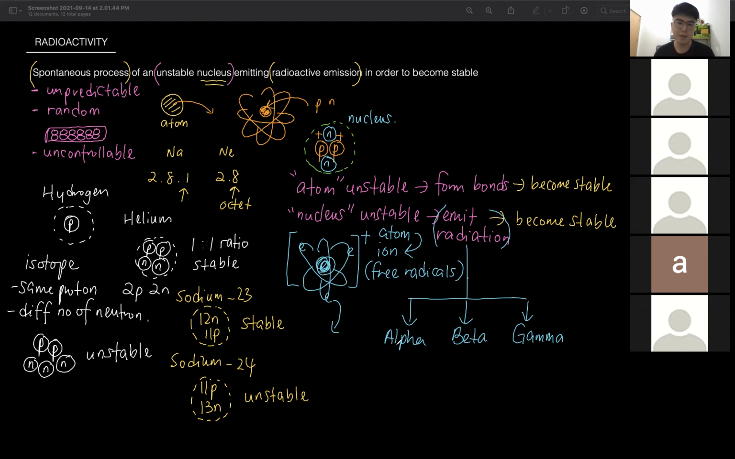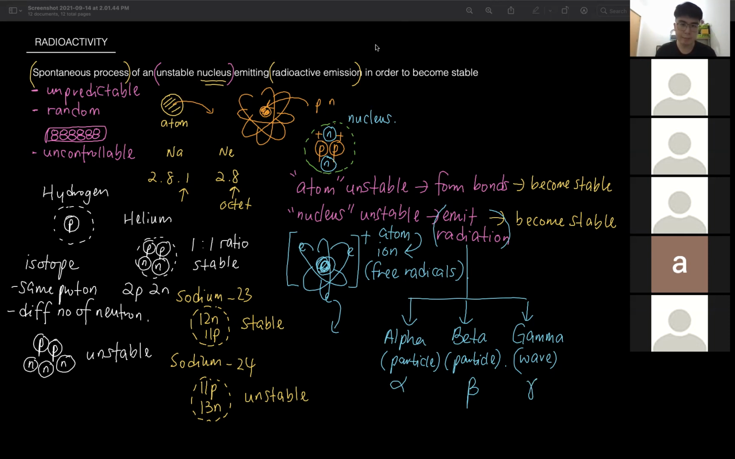Gamma is a wave, an electromagnetic wave, but alpha and beta are particles, meaning that they have mass. If it is a wave, then it doesn't have mass, it's just energy. So alpha and beta are particles, and gamma is a wave. All these three types of radiation, we shorten as alpha, beta, and gamma.